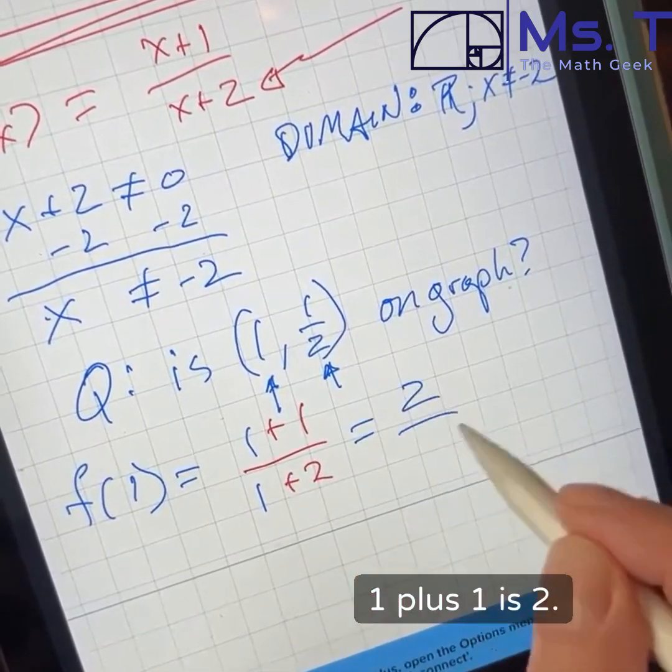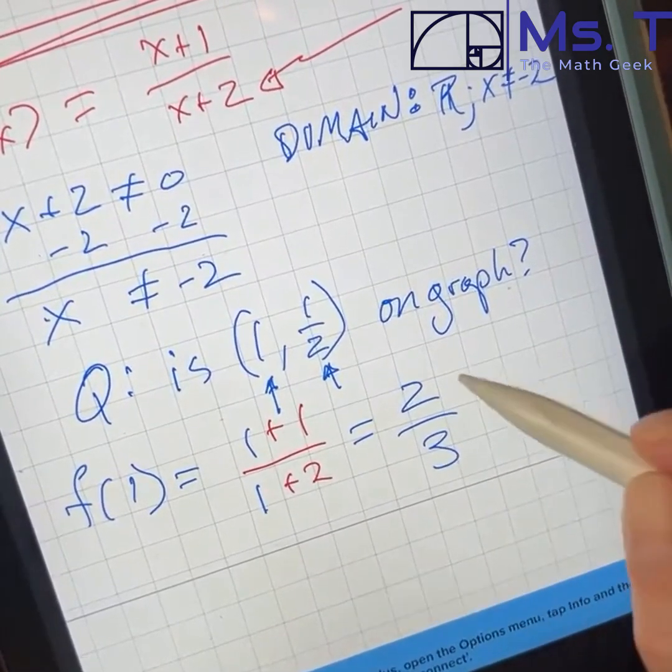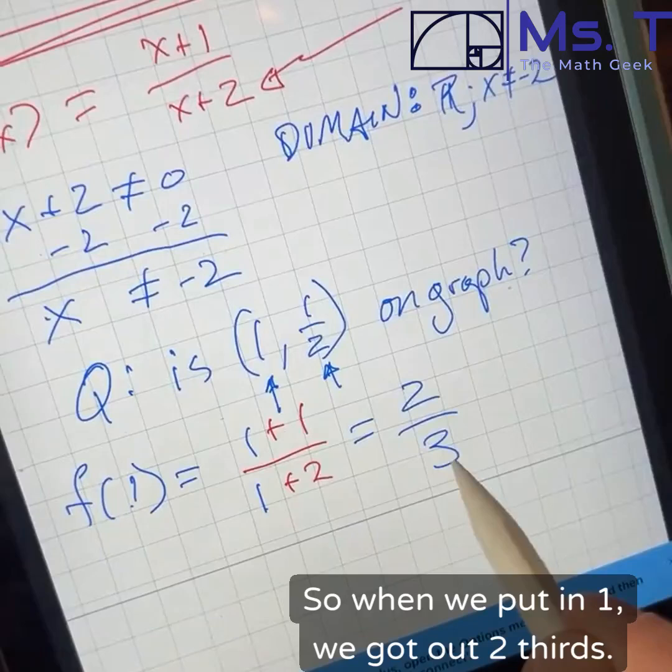1 plus 1 is 2. 1 plus 2 is 3. So when we put in 1, we got out 2/3.